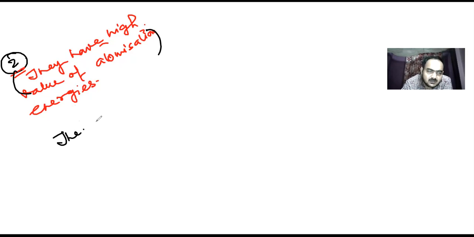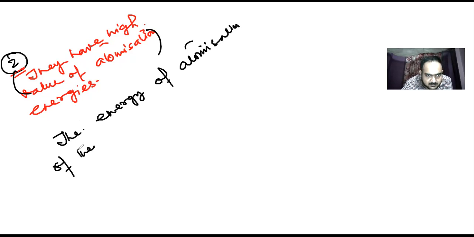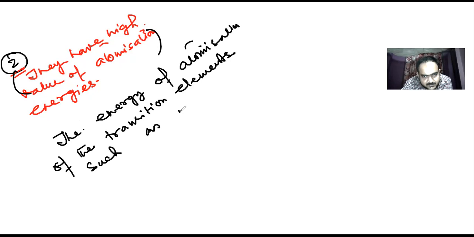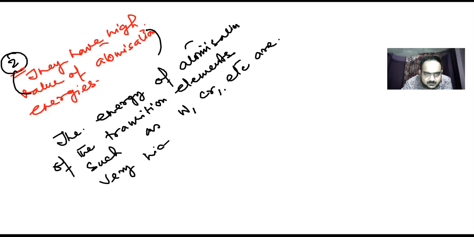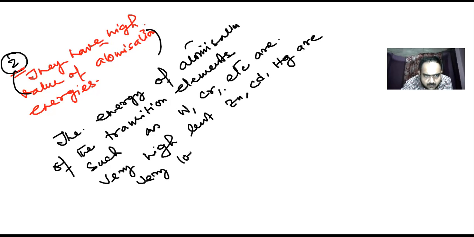The energy of atomization of the transition elements such as tungsten, chromium, etc. are very high, but zinc, cadmium, Hg are very low. Why?